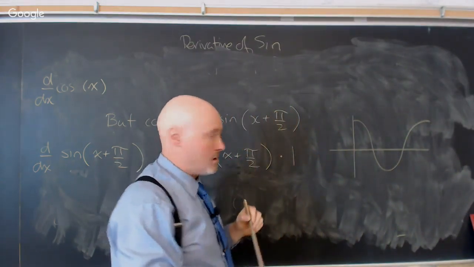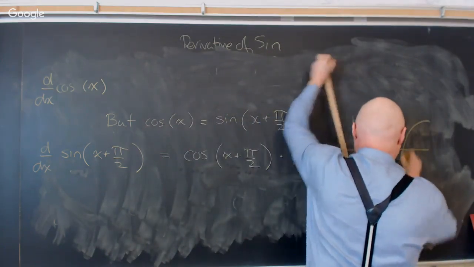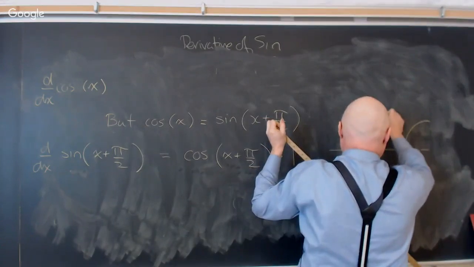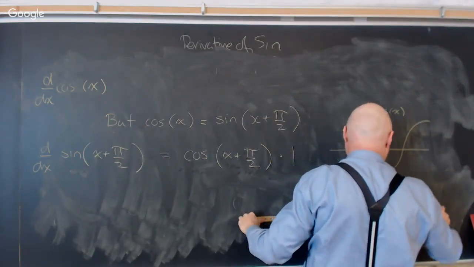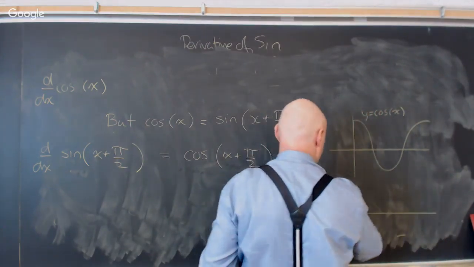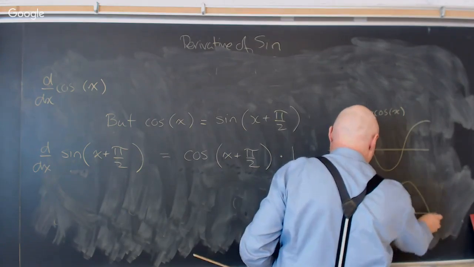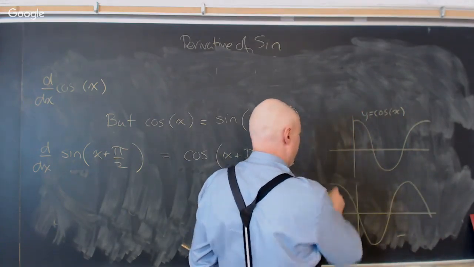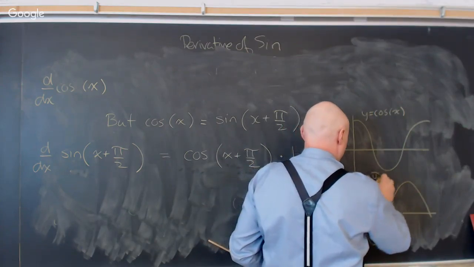Okay. And here is y equals cosine of x, and let's just shift it over pi by 2 units. So this is it here. Something like that. Okay, so there we go. This is y equals cosine of x plus pi by 2 units.